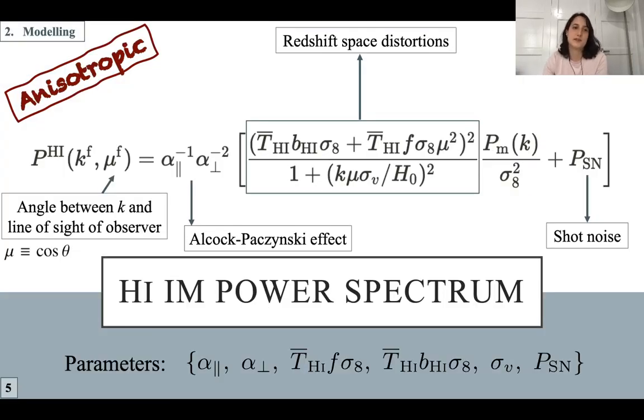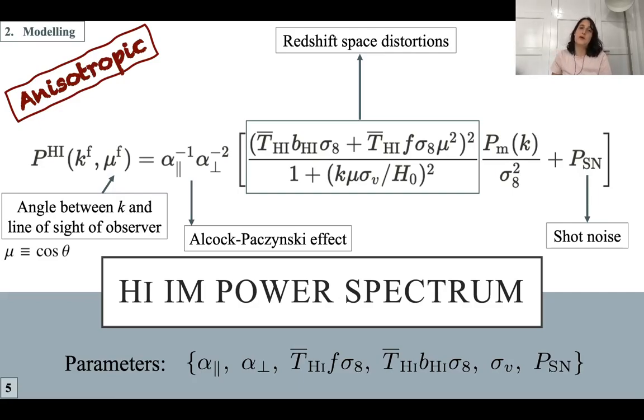But what we actually measure is the anisotropic power spectrum, meaning it's a function of k, but also mu, which is the angle between k and the line of sight of the observer. So this means that the HI power spectrum is anisotropic, and it's actually dependent on where exactly we look in the sky. And why is this? This is because of redshift space distortions, or RSDs.